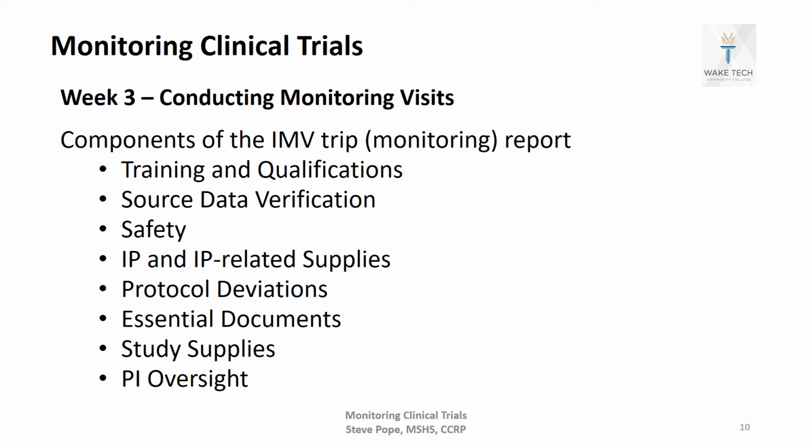There's going to be safety information that you're going to reveal. You're going to talk about IP and IP related supplies, any protocol deviations that you discovered during your visit, essential documents that you reviewed or collected, study supplies, verifying they've got adequate supplies of these. And then finally, PI oversight: is the PI doing the things that he or she should be doing to ensure success of the trial.